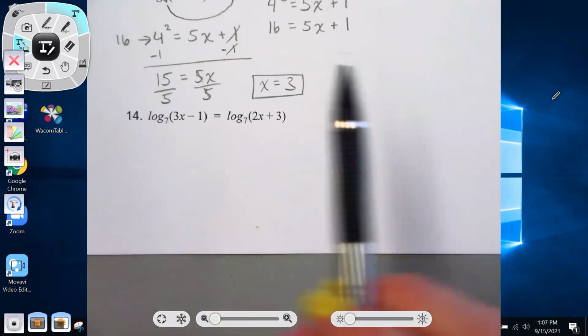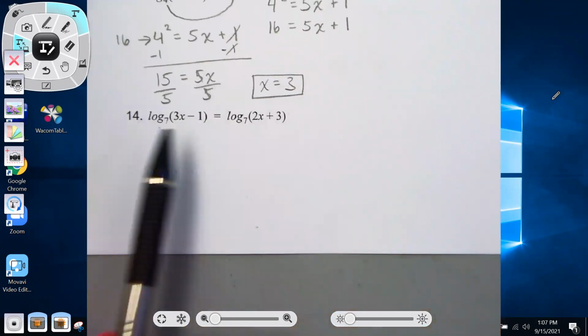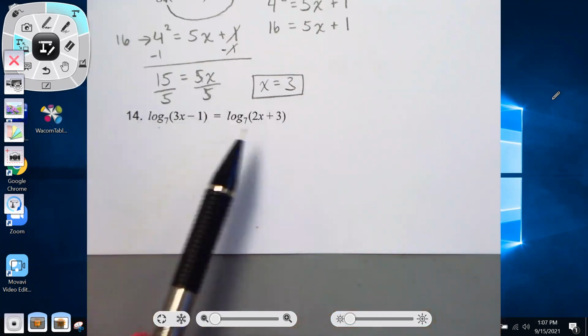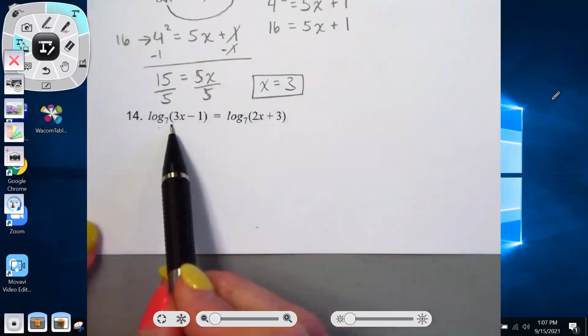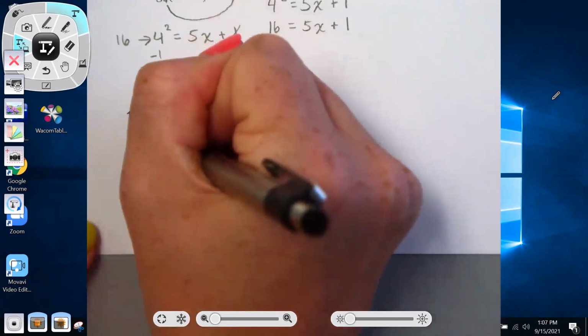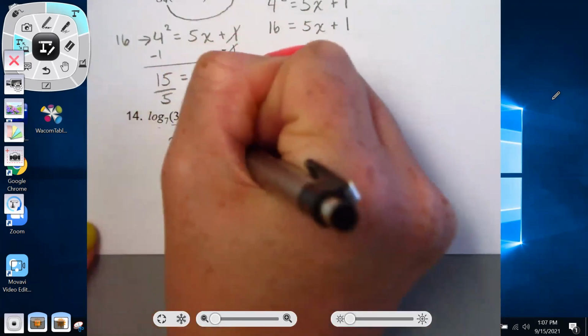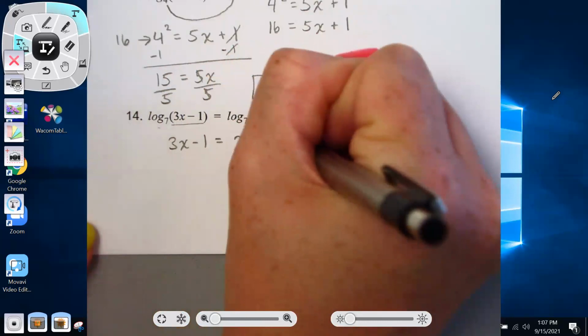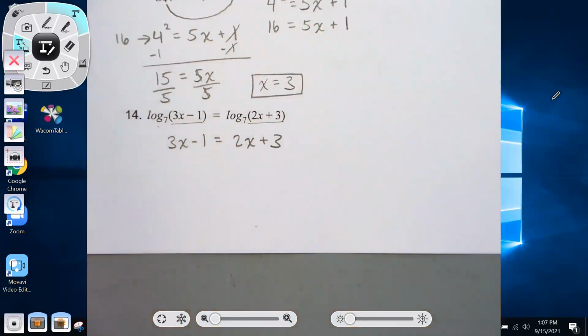Number 14, we have a logarithm equal to another logarithm. Because they have the same base, we can set 3x minus 1 equal to 2x plus 3. So 3x minus 1 equals 2x plus 3. You can only do that because there's a logarithm on both sides. Now we solve for x.